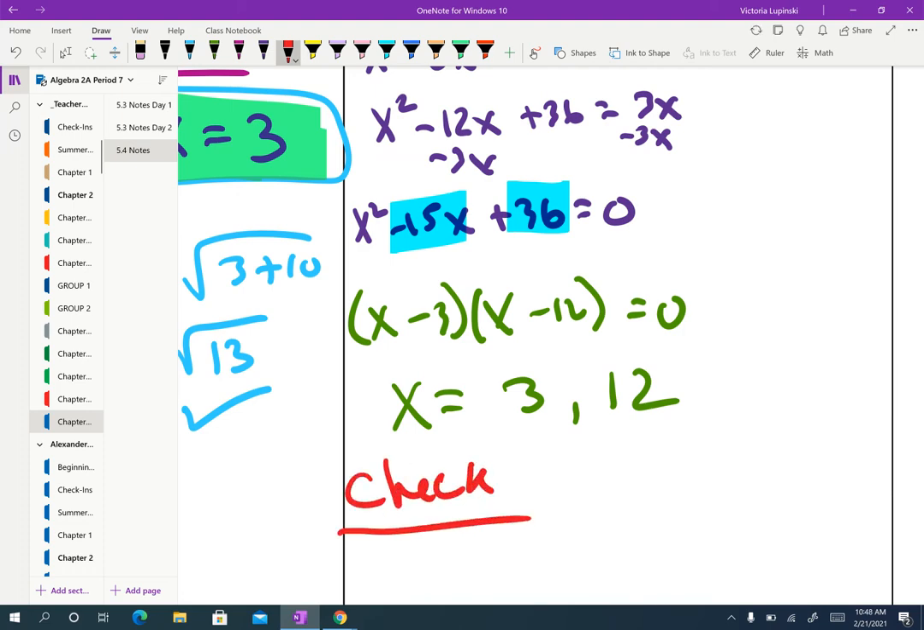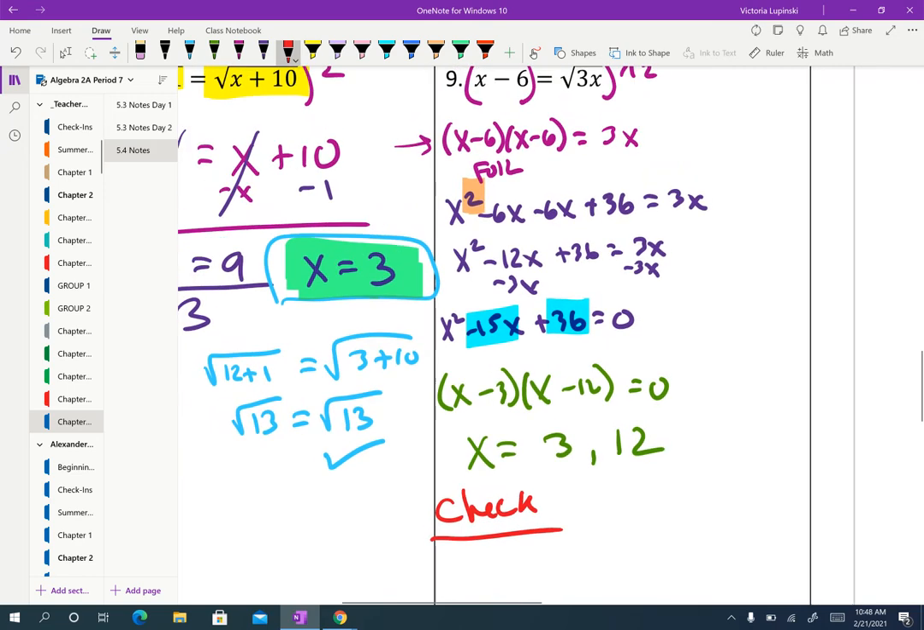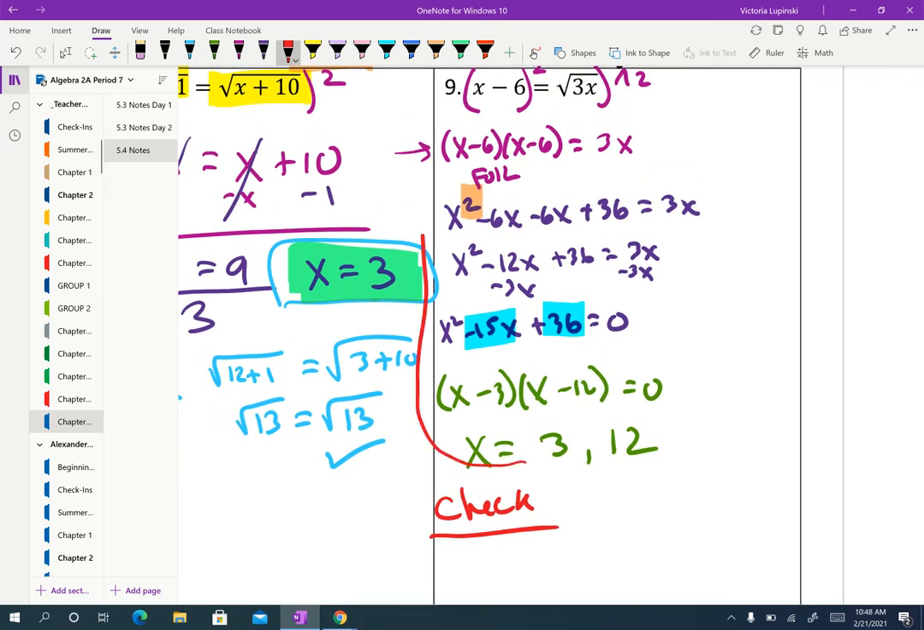Where are you checking them? In the original. What are you checking them for? You're checking to make sure that they give you 2 sides that are equal. So you're going to go ahead and start by checking positive 3.